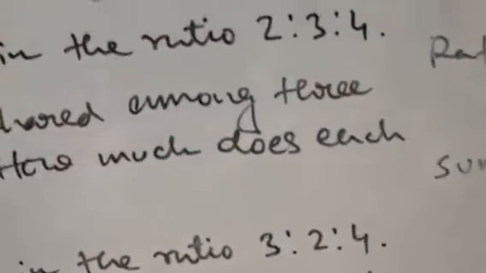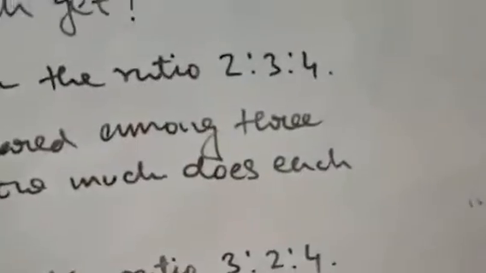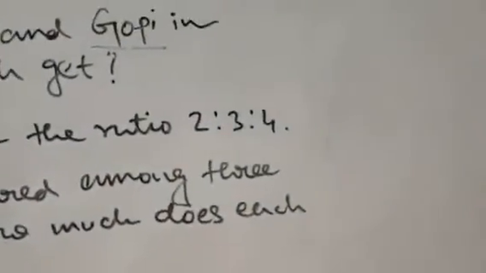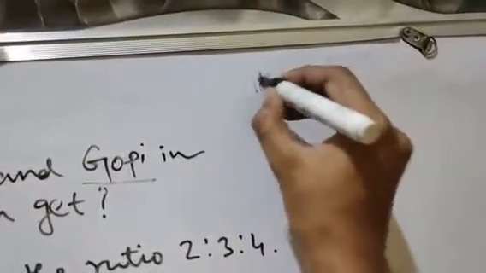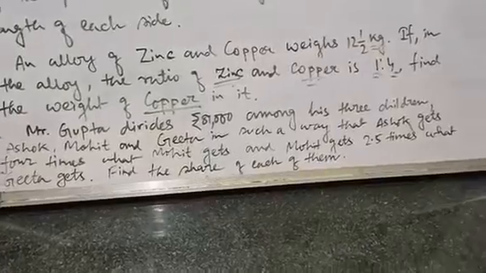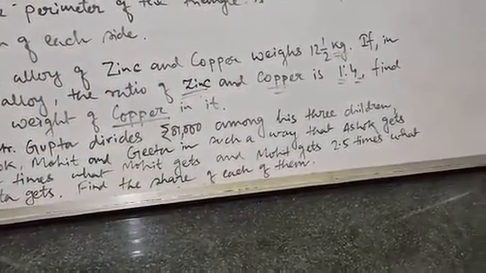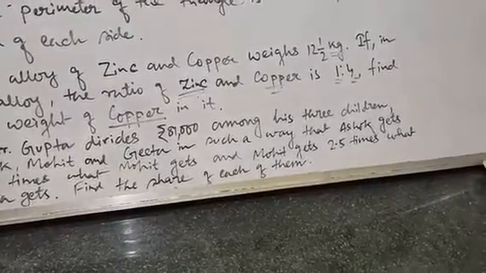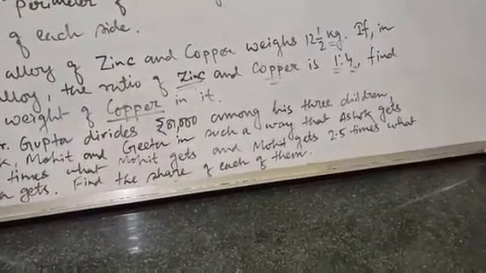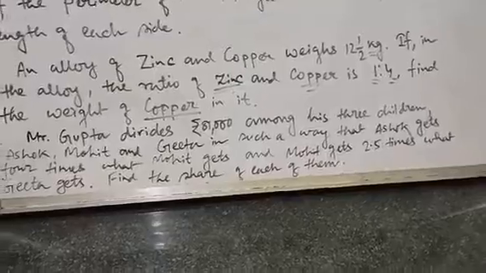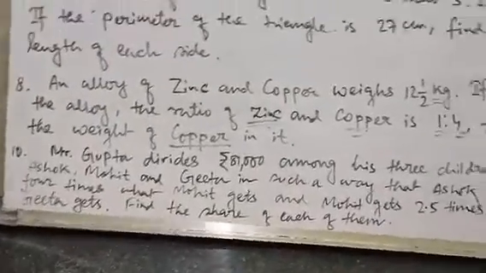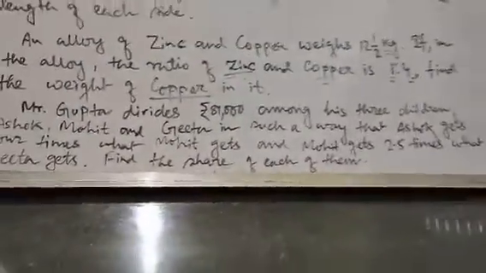Last problem of this session, question number 10. Question number 10 says Mr. Gupta divides 81,000 rupees among his 3 children, Ashok, Mohit and Geeta, in such a way that Ashok gets 4 times what Mohit gets and Mohit gets 2.5 times what Geeta gets. Find the share of each of them. So it's a very interesting question.